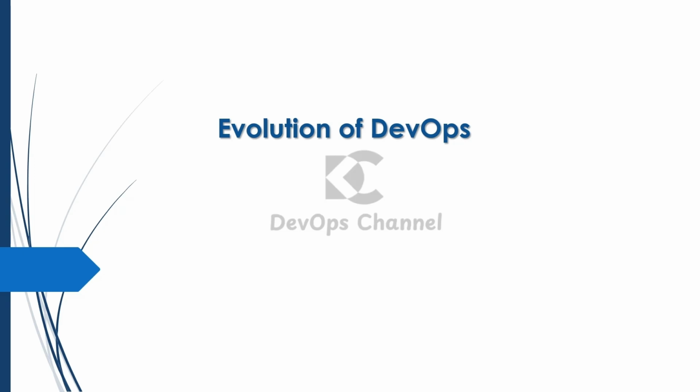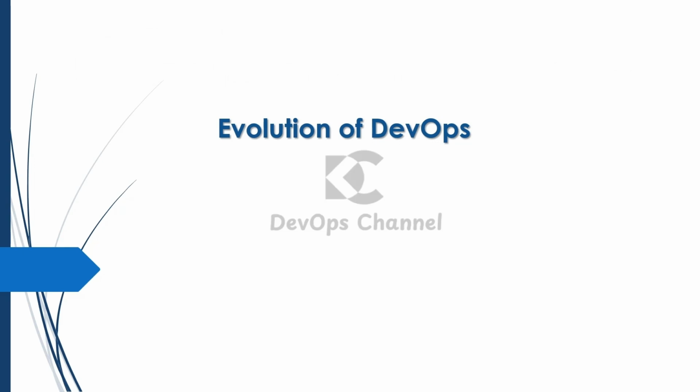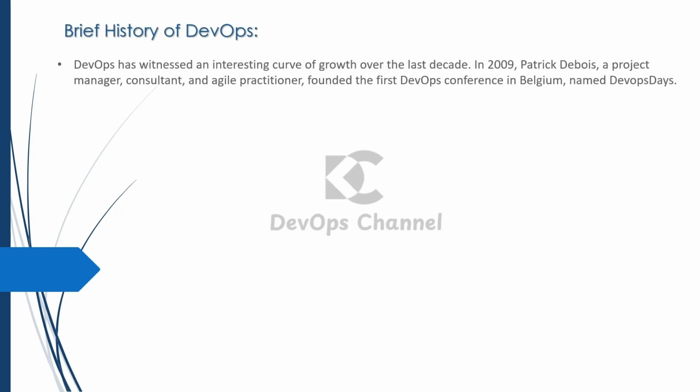Hi friends. In the previous lecture, we have seen the key differences between traditional and DevOps methods and how DevOps has more advantages than the traditional method. Now let's understand the history of DevOps and how the industry responded to this practice. Let's understand the brief history of DevOps and its evolution.